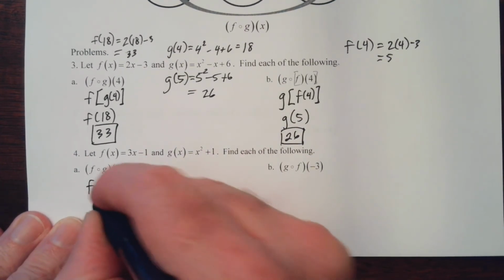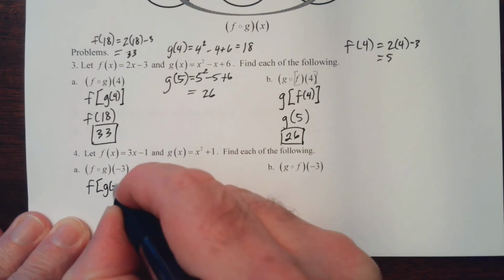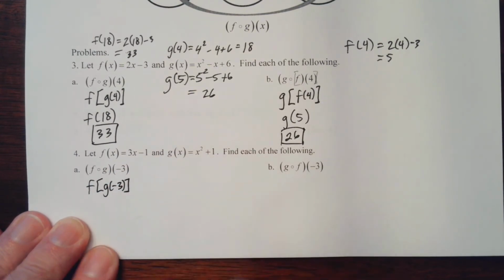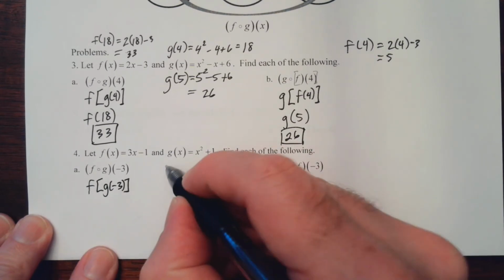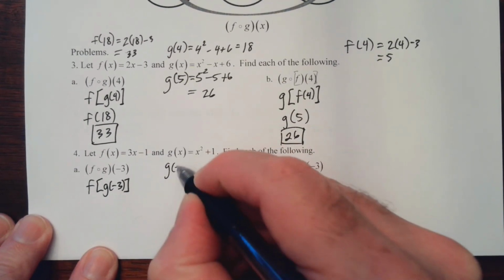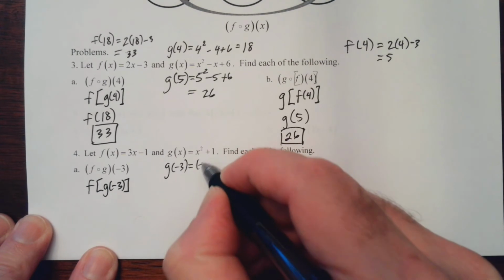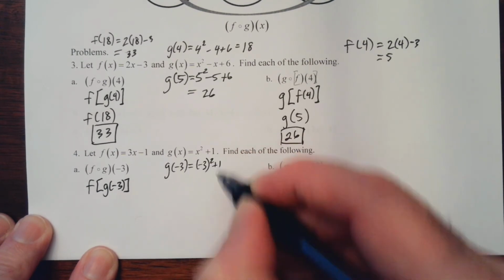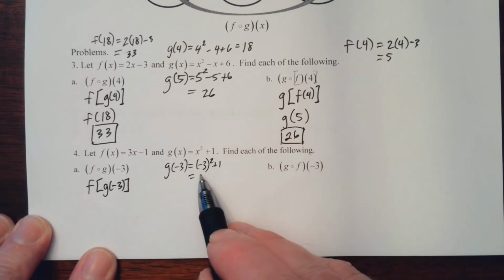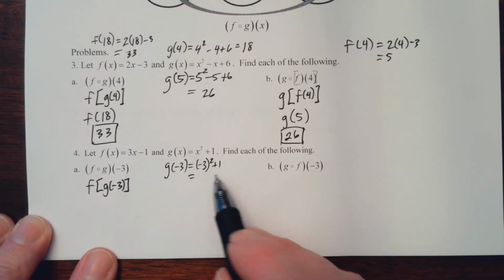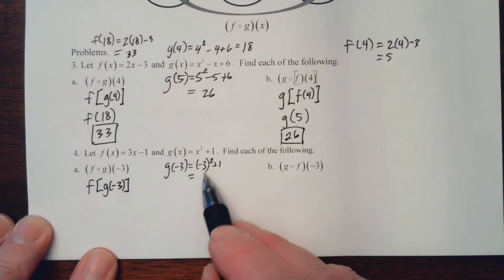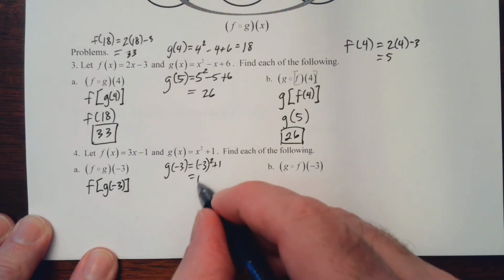All right, so f of g of negative 3, that's what this means here. First of all, we want to plug negative 3 into the g function. So g of negative 3 equals negative 3 squared plus 1. Be careful, that negative 3 should be in parentheses. We're squaring whatever our input is. And negative 3 times negative 3 is 9, plus 1 we get 10.